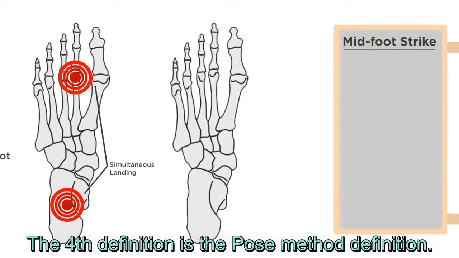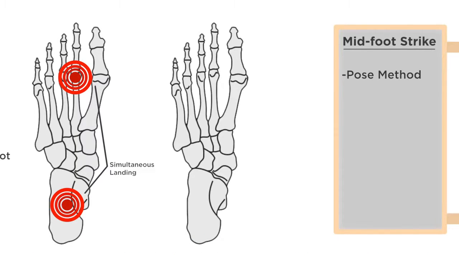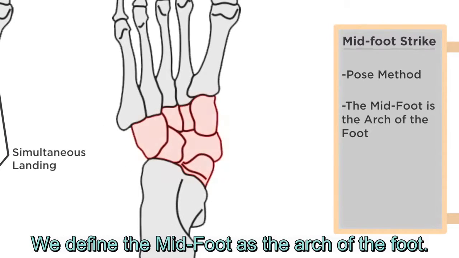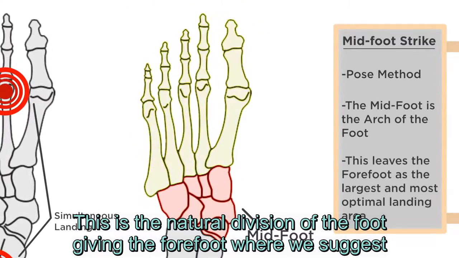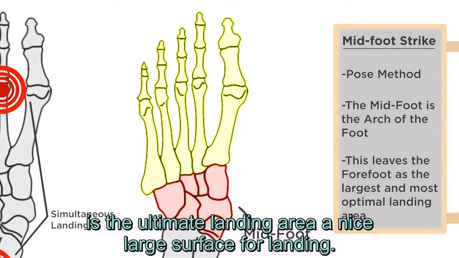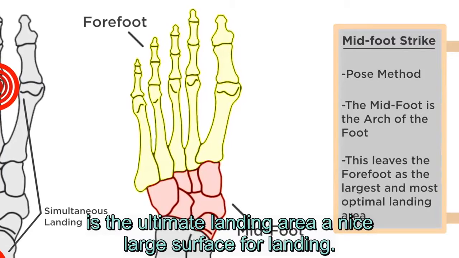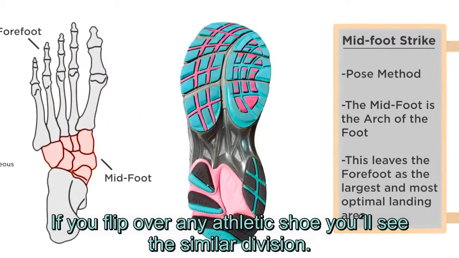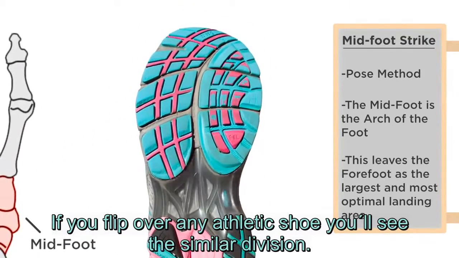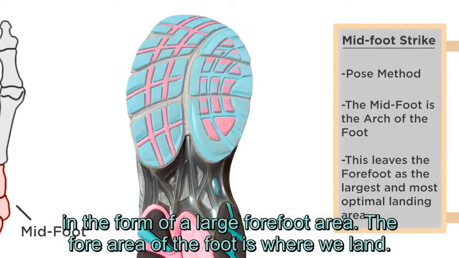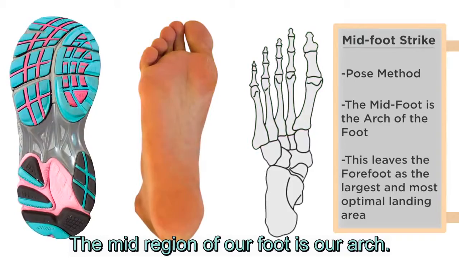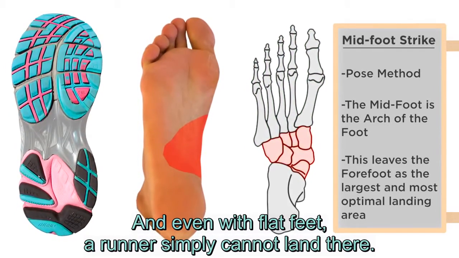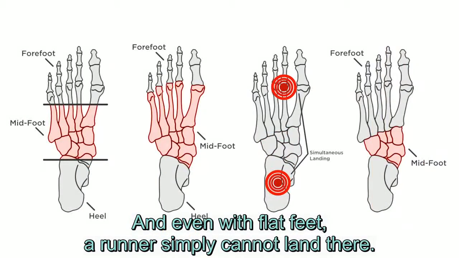The fourth definition is the POSE method definition. We define the midfoot as the arch of the foot. This is the natural division of the foot, giving the forefoot, where we suggest is the optimal landing area, a nice large surface for landing. If you flip over any athletic shoe, you'll see this similar division in the form of a large forefoot area. The fore area of the foot is where we land, the mid region of our foot is our arch, and even with flat feet, a runner simply cannot land there.